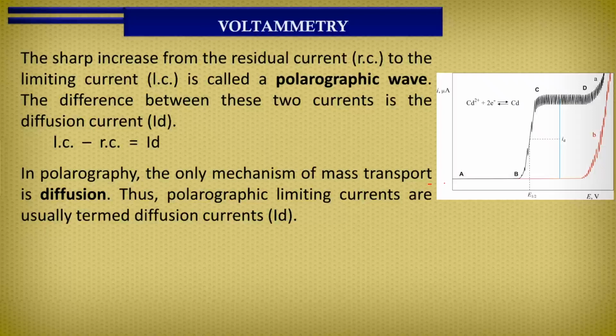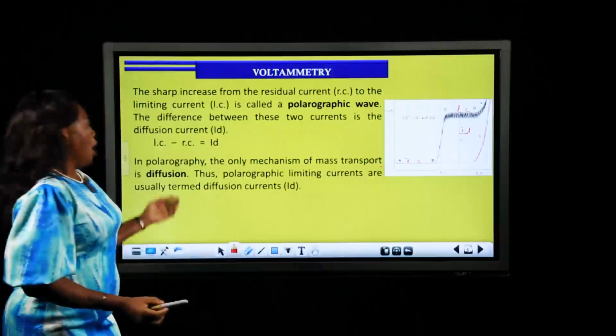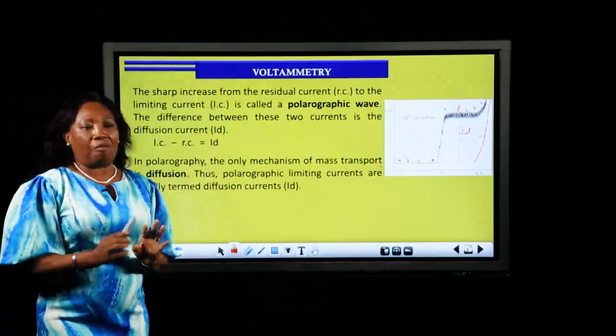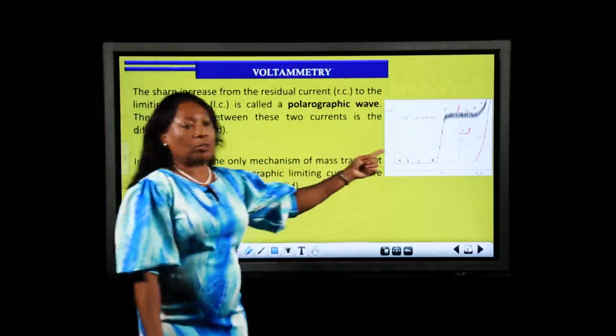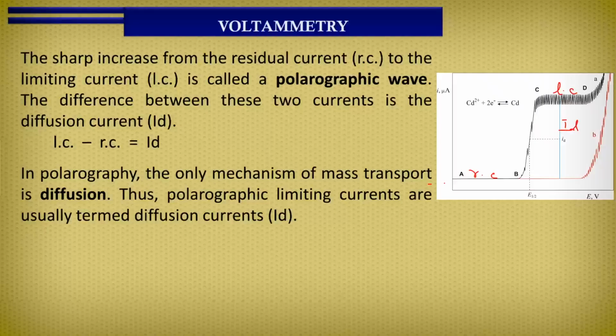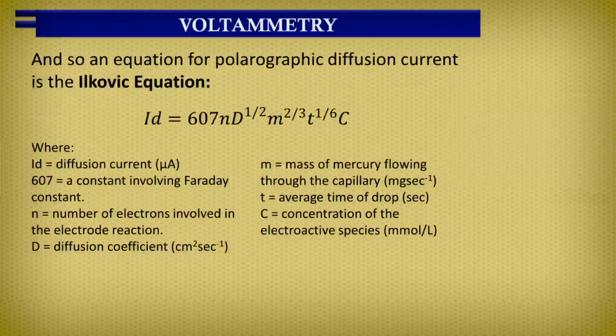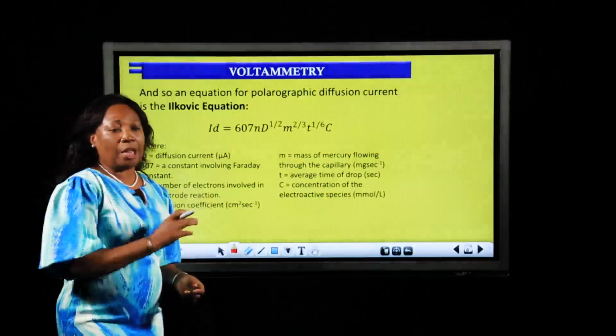So, like I showed you in the previous slide, LC minus RC gives you ID. In polarography, the only mechanism of mass transport is diffusion, and that is why we talk about the analysis in terms of diffusion current, ID.